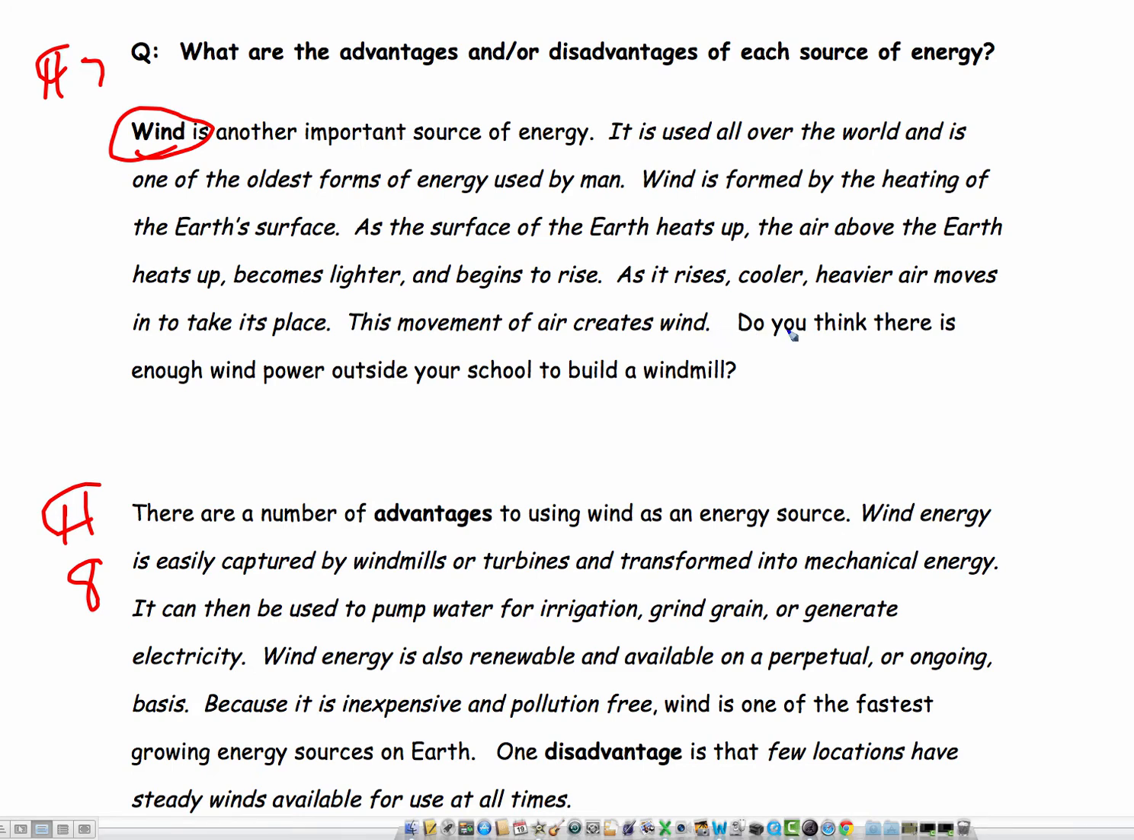Do you think there is enough wind power outside your school to build a windmill and to power the windmill and to bring power into the school? That's something worth looking at. So let's get a green colored pencil.